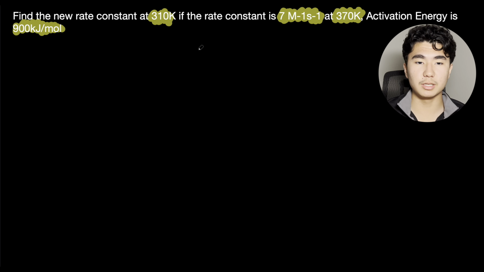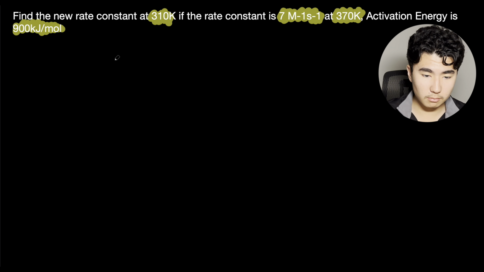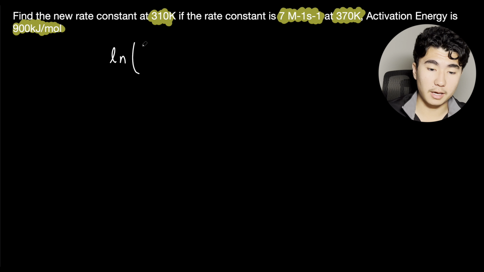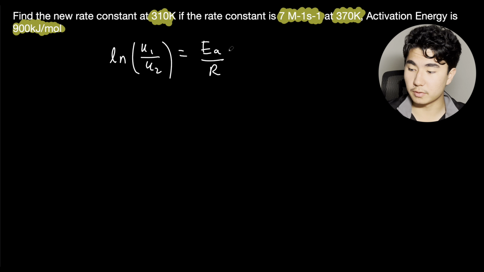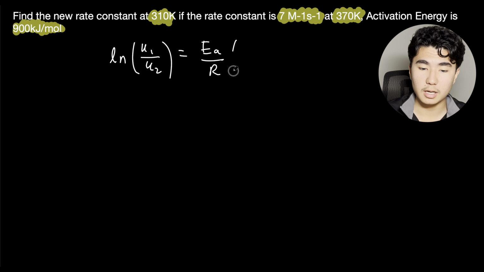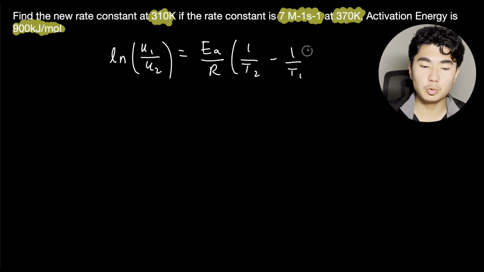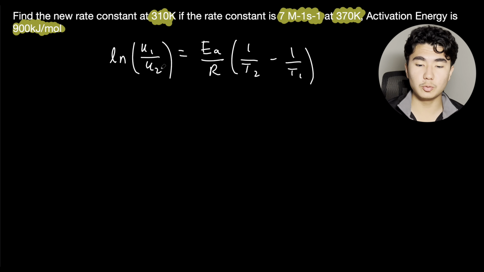And the equation that we can use is this one right here. It's ln of K1 over K2 equals our activation energy over our universal gas constant, times 1 over temperature 2 minus 1 over temperature 1. Temperature 2 correlates to rate constant 2, and temperature 1 correlates to rate constant 1.